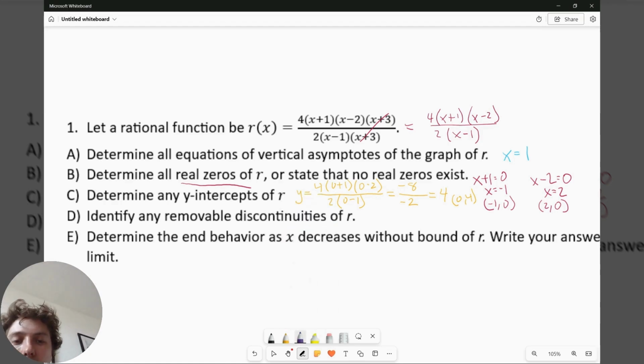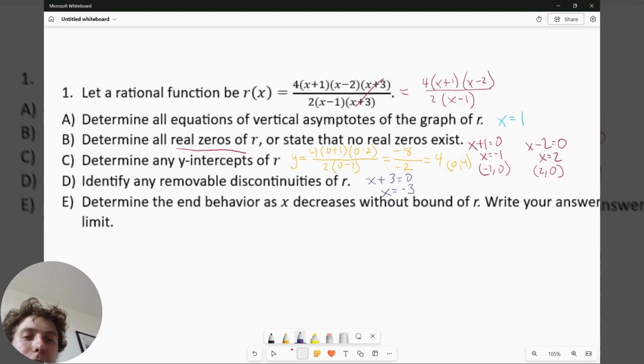The next one, part D, identify any removable discontinuities. Removable discontinuities is just a fancy word for hole. So whatever we canceled, just solve that. We ended up finding that there was a hole at -3. You might want to be able to find the coordinate of the hole as well.